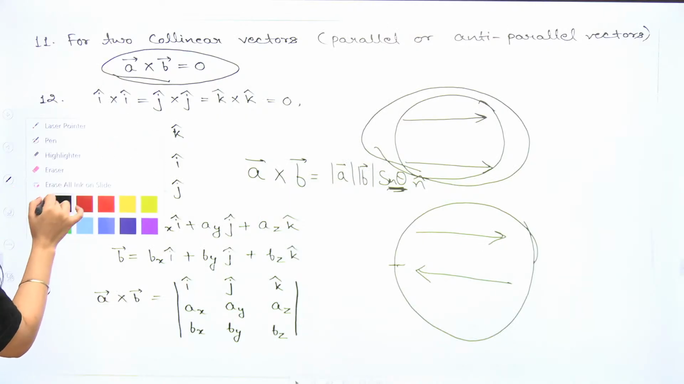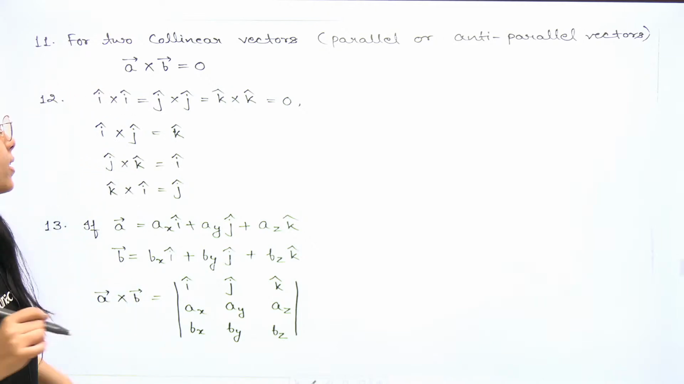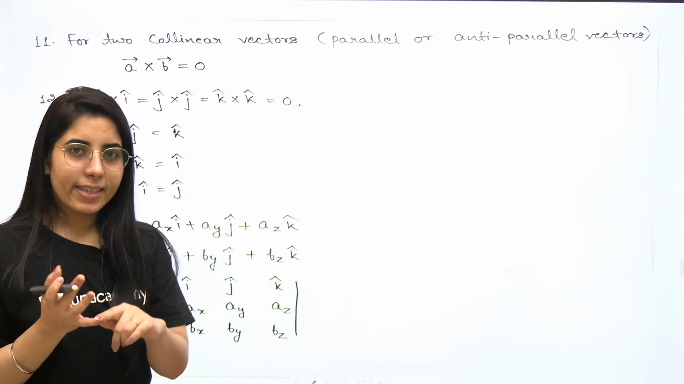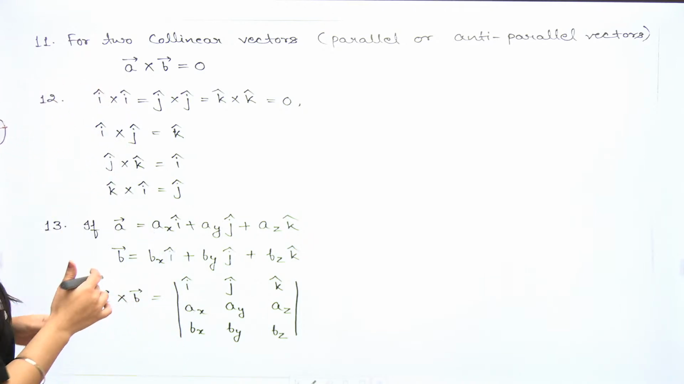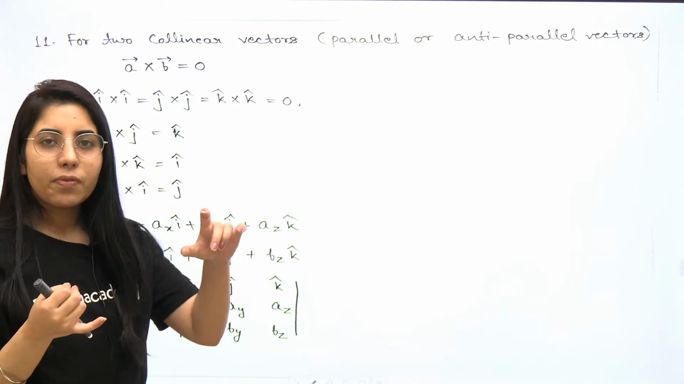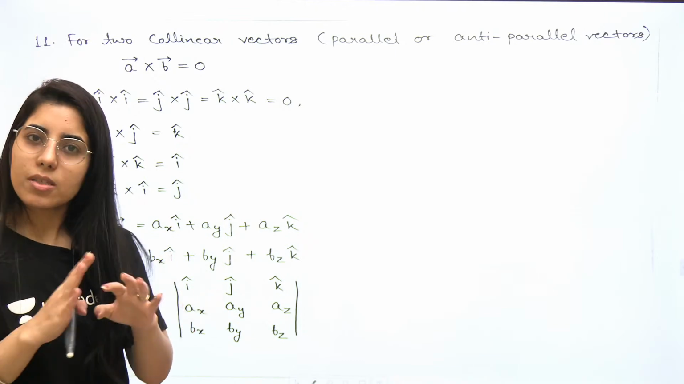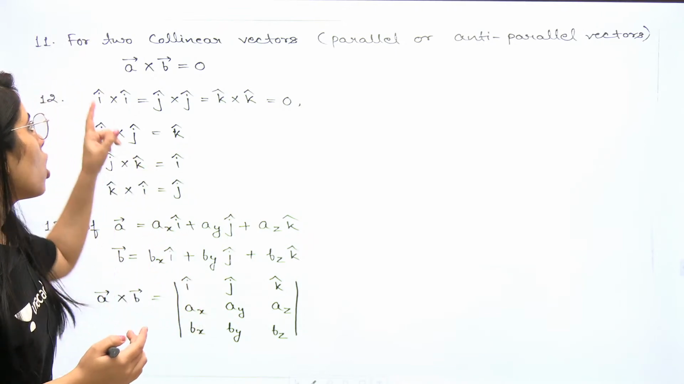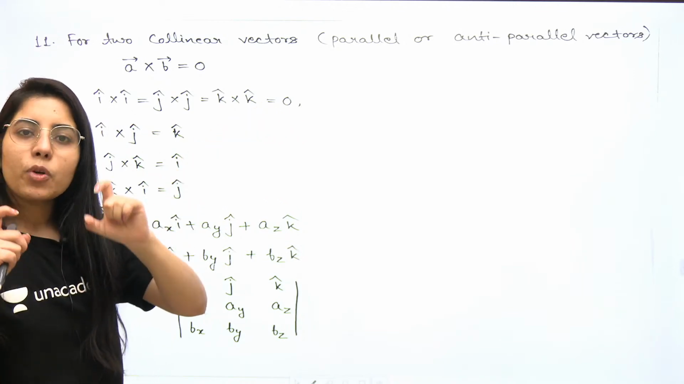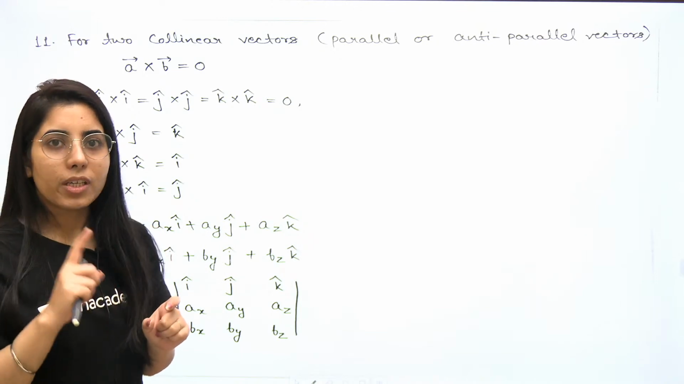Clear? Another point is the basic rules about the cross product of i, j and k cap vectors. If you consider the cross product of a unit vector with itself, the angle between both the vectors is 0, because it's the same vector you are considering. When it is 0, sine 0 will be 0. So the cross product of the same unit vectors will be 0, while the dot product of the same unit vectors will be 1.